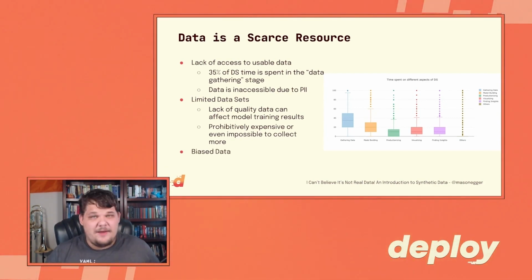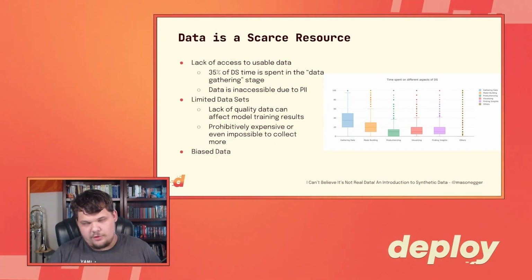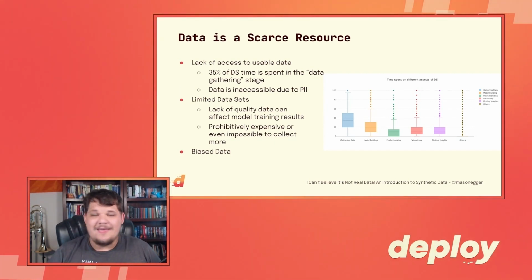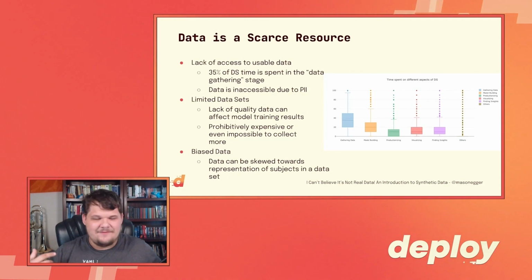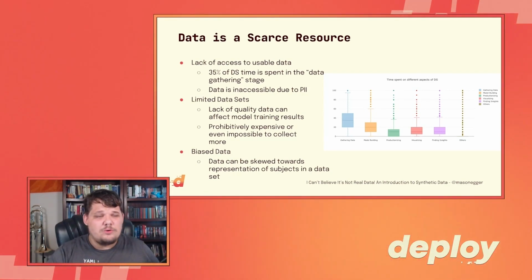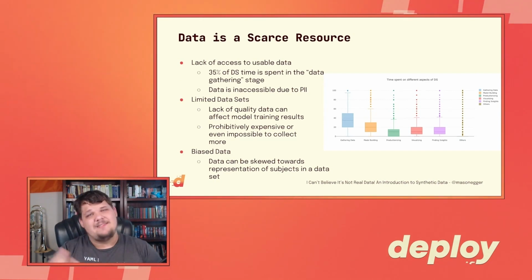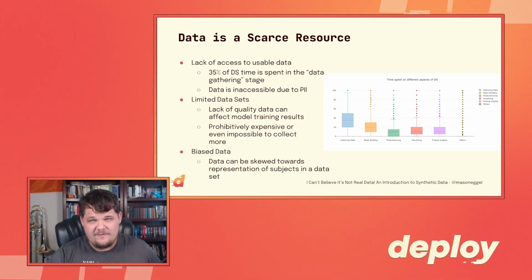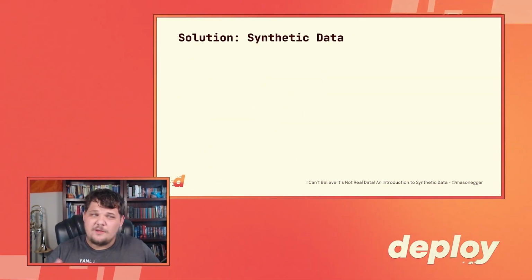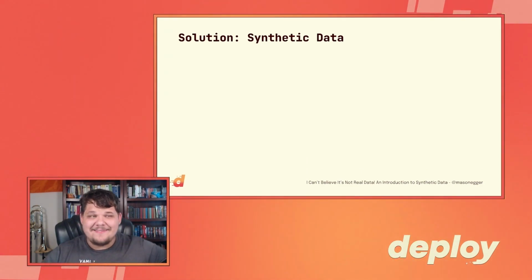And another problem that is constantly plaguing people who are trying to use data in their work is biased data. Data can often be skewed towards representing subjects in certain areas, and it leads to improper testing, inaccurate models, and a whole bunch of nastiness. So one of the solutions we have for this is synthetic data.